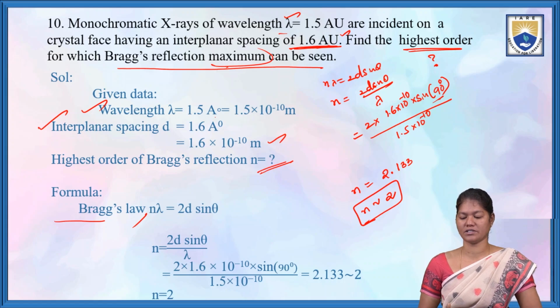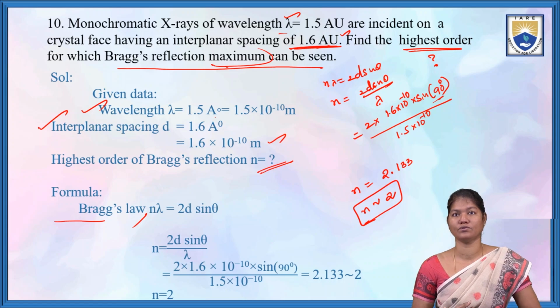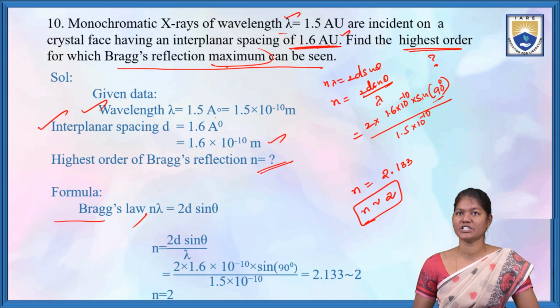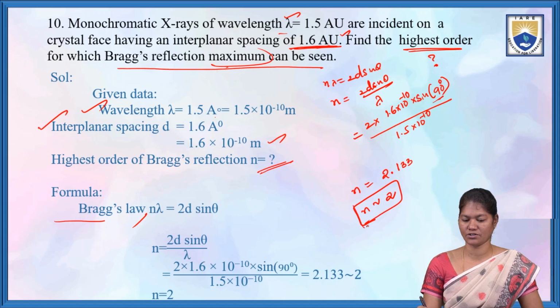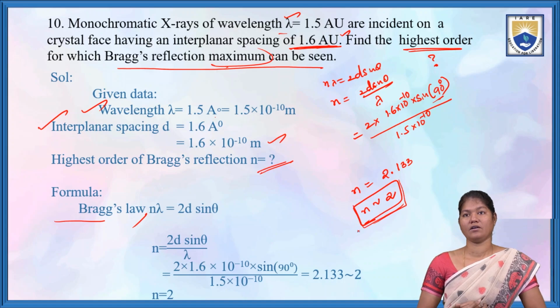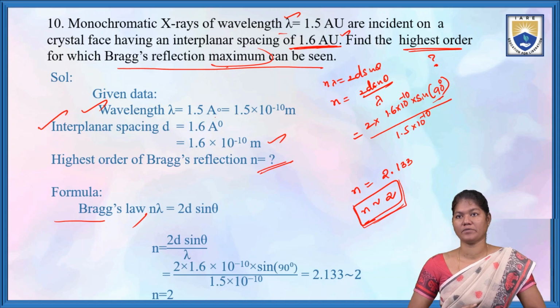So the highest order is 2. The highest order of Bragg's reflection that can be seen is 2.